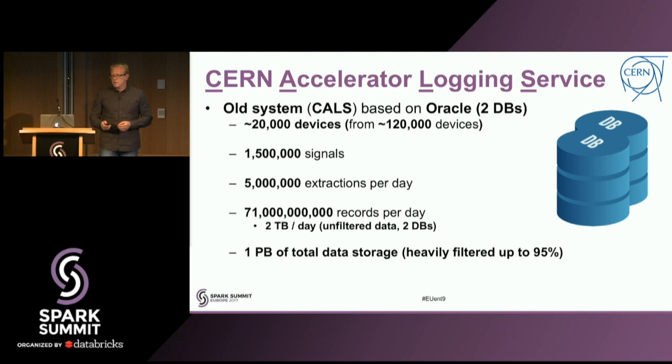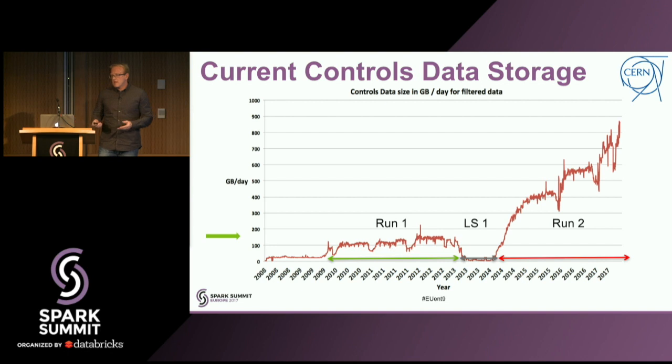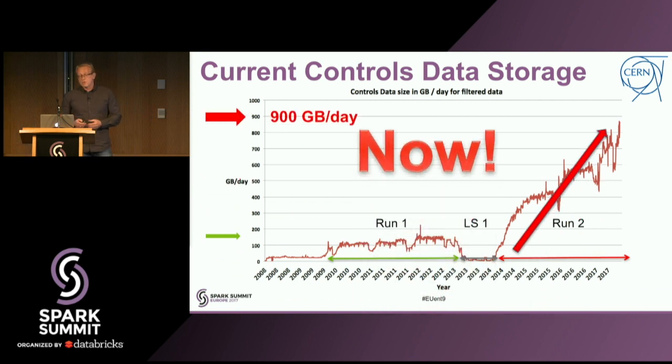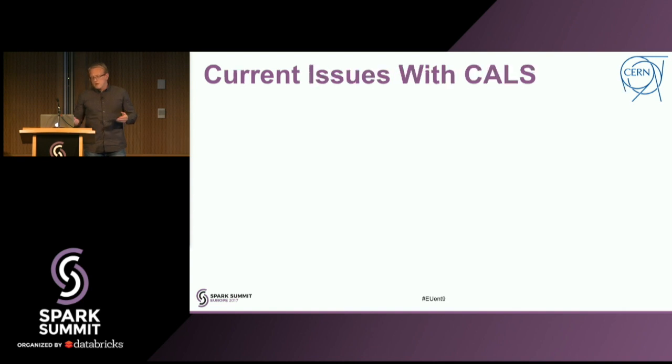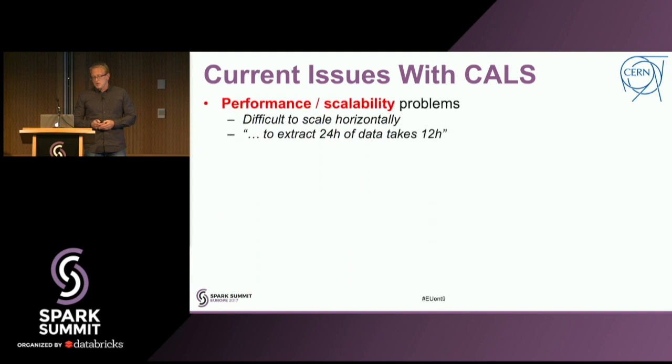Okay, so why do we do the new system, basically? Because we have seen a dramatic increase of data loads during Run 2, and we have to adapt to this situation somehow. The issues we have seen are related to scalability. We tried to tune the Oracle databases, but this is not easily scalable in our environment.